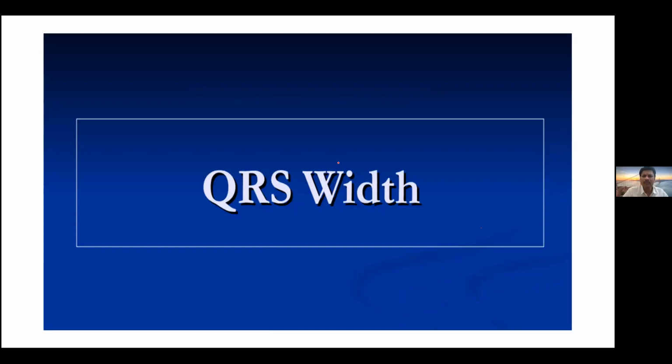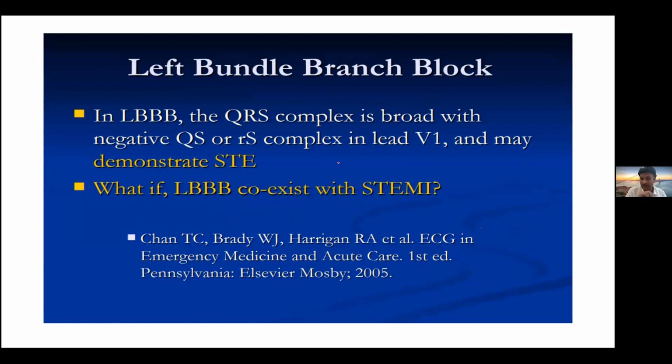Now you know the causes of ST elevation that are not acute MI. So many factors are there which are not acute MI. Moving on to the next way of differentiating acute MI from non-acute MI ST elevation, based on QRS width. When the QRS is wide, it means there is a bundle branch block.